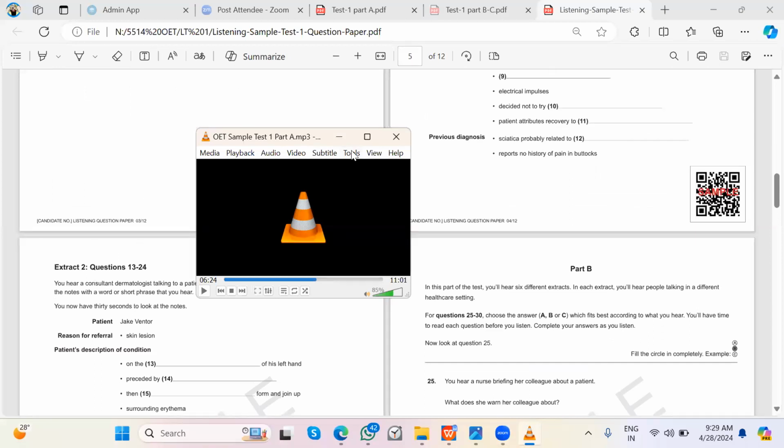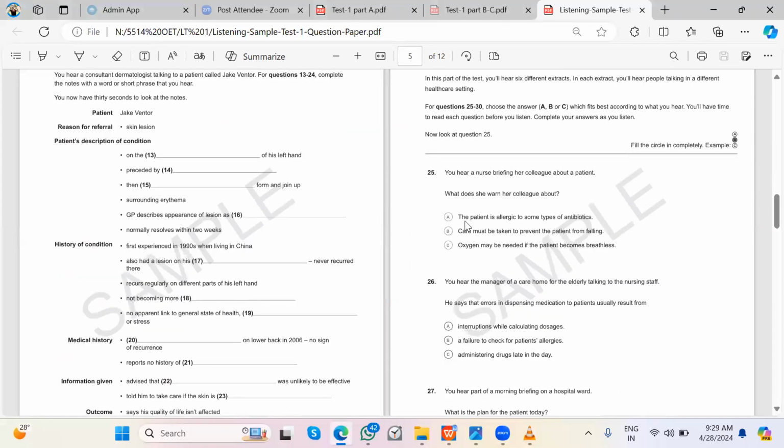If you can look at the questions from 13 to 24 on here. The patient is Jack Venter and he has some skin lesions. You will have the audio played for the same. Okay. And just feel completely relaxed. Just try to give the best you can. And you do not worry about the score. You simply try to go through it and get the experience. We'll deal with the correct answers later.